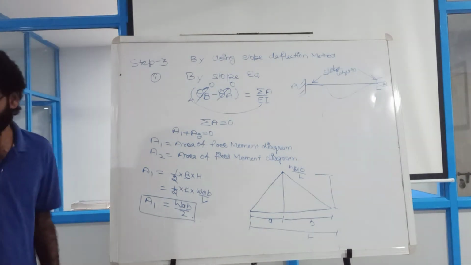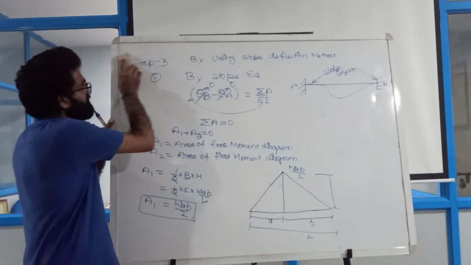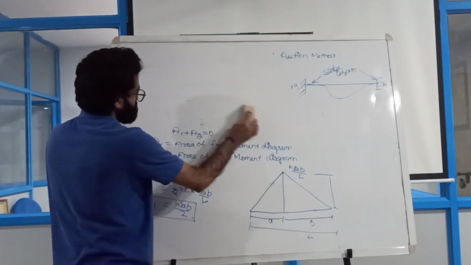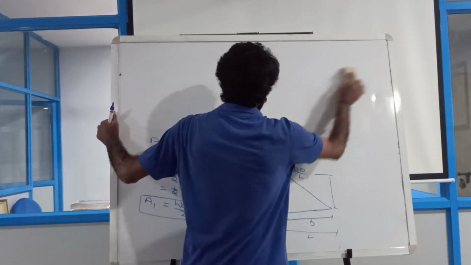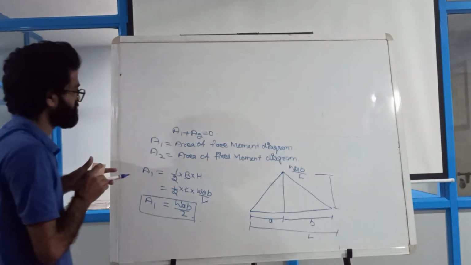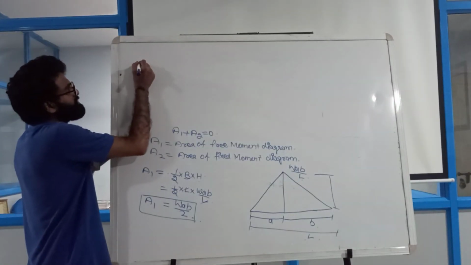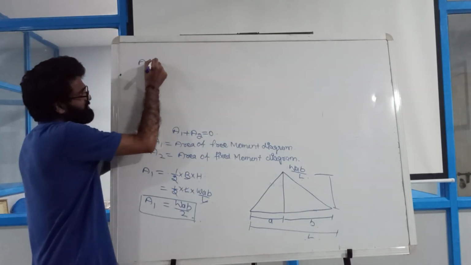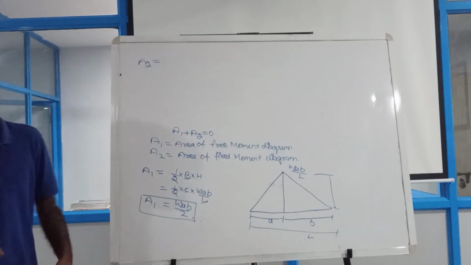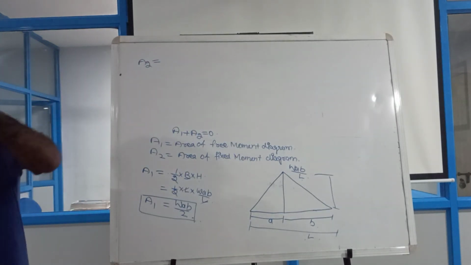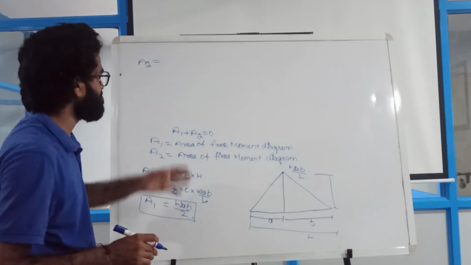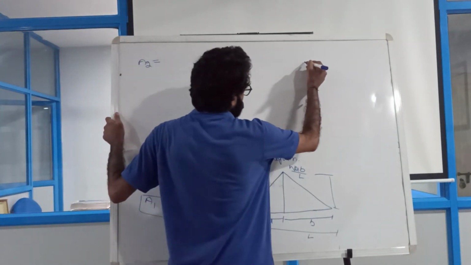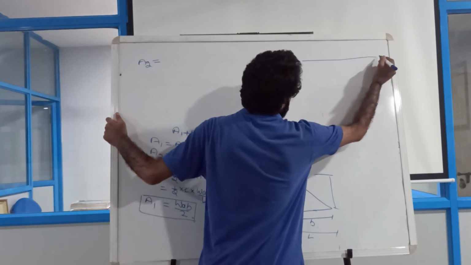So let us calculate the A2 value as well. What is my A2 value? A2 is the area of the particular moment diagram. So how do we calculate the area of the moment diagram? I know what moment area diagram came for that.